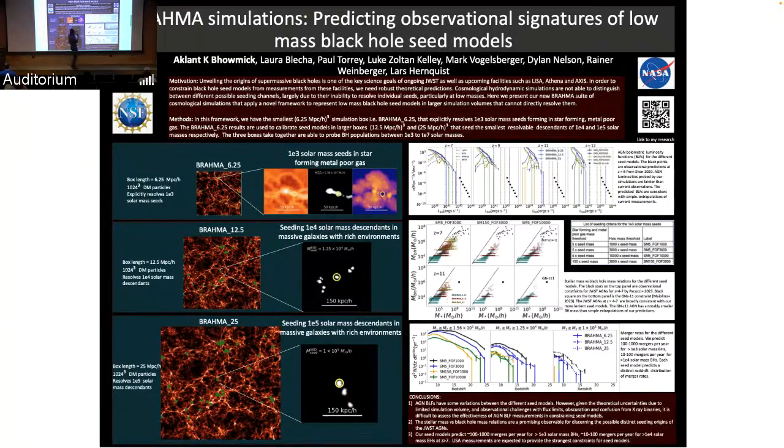But as we make the seed models more and more restrictive, the black hole masses start to get underestimated compared to the JWST measurements. All this is to say that, of course, we are very excited about heavy mass seeds from all these measurements, but it is not impossible for low mass seeds to also produce the JWST AGNs, provided that they form in enough numbers, and second, they merge efficiently enough.